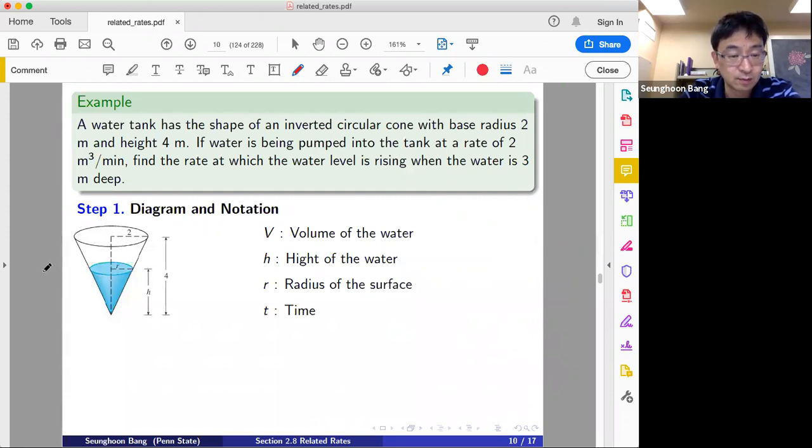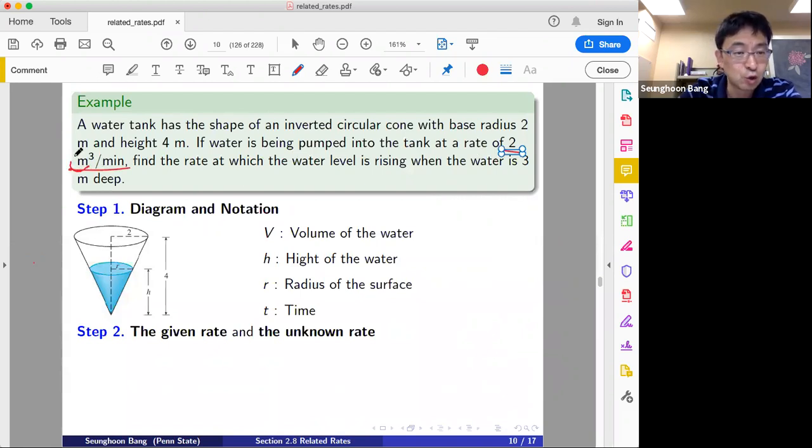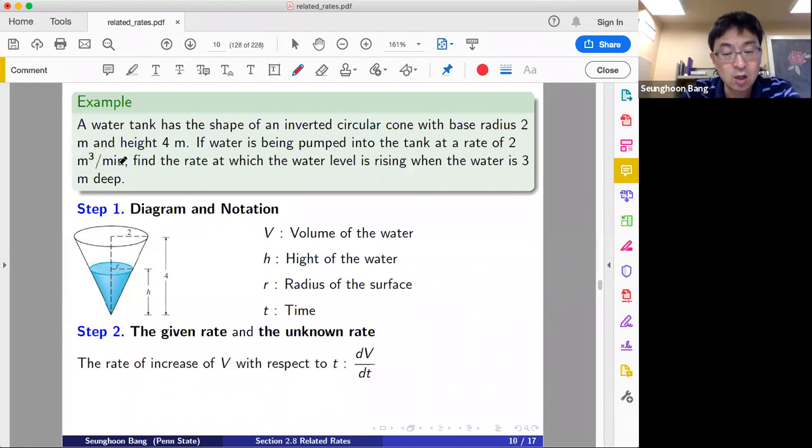The next one: what was the given rate, what was the unknown rate? The given rate is here, the 2 cubic meters per minute. The unit of cubic meter is exactly volume, right? So what does it mean? The change of volume with respect to time t, we can write dV/dt equals 2 cubic meters per minute.